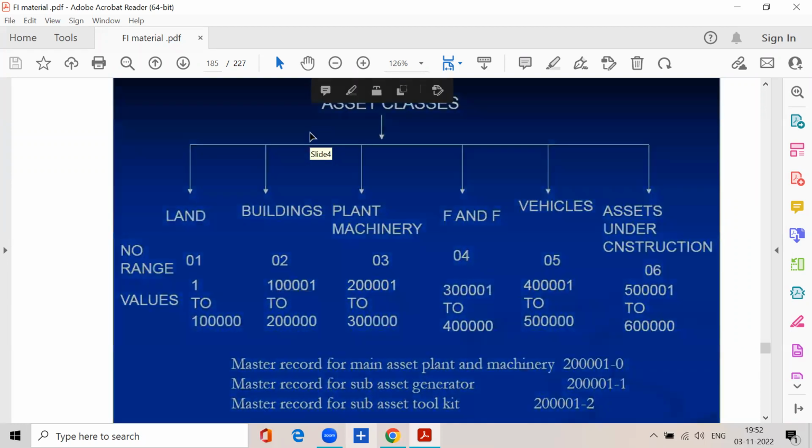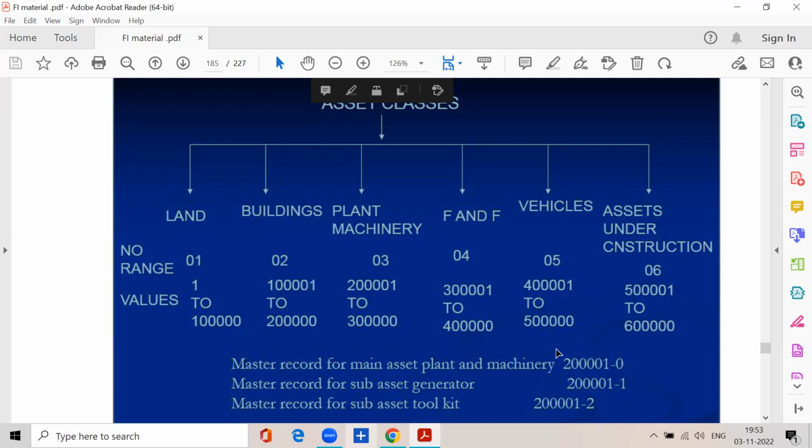Say for example, our company is a construction business, right? So we have one plant and machinery, crane. You know, crane is an equipment which is used to lift heavy weights. So the crane is the plant and machinery for us. So its master record is created under the plant and machinery class.